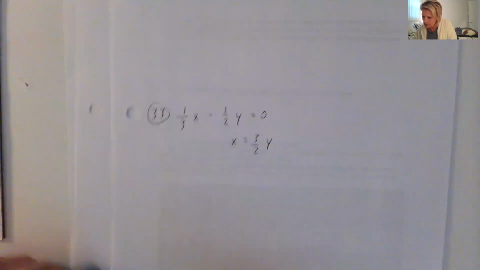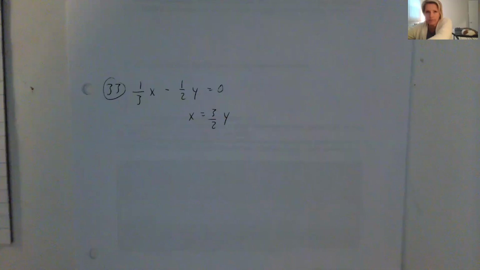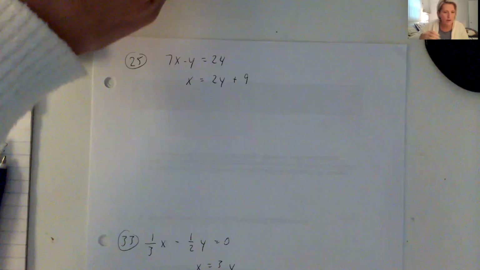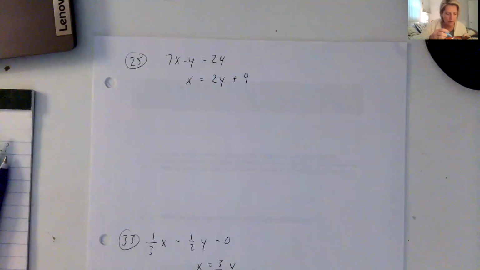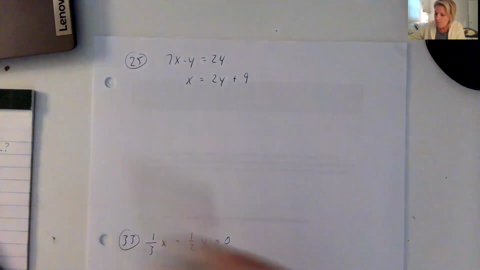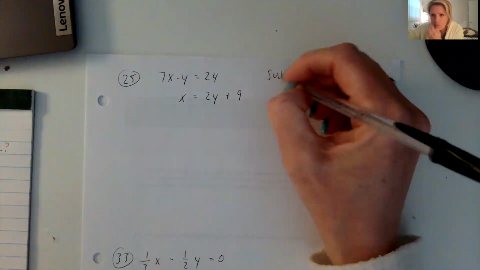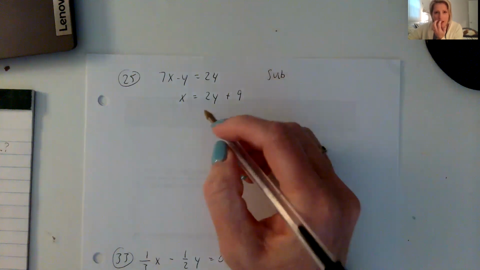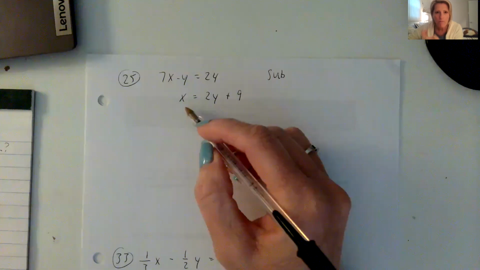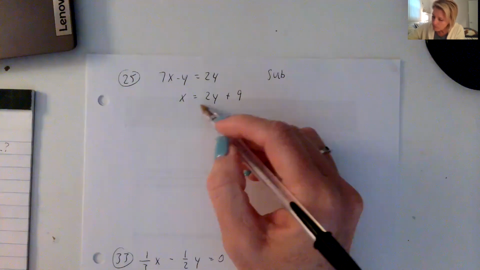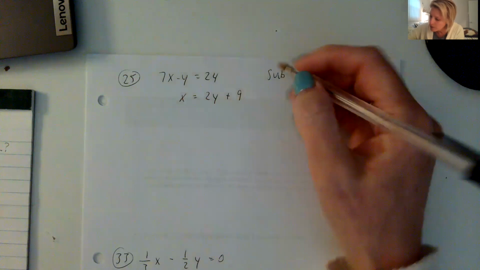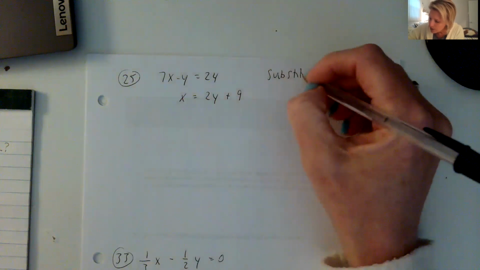25 is on my list here. So 25, I could move everything around so that I have my x's lined up on each other and my y's. However, because I have x already by itself, I'm going to use our substitution method.